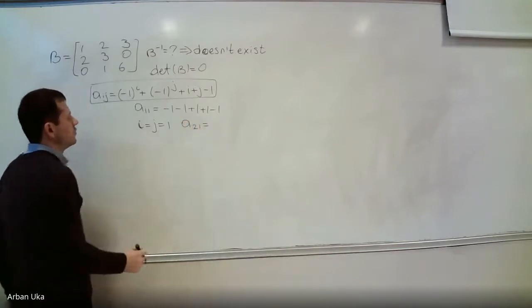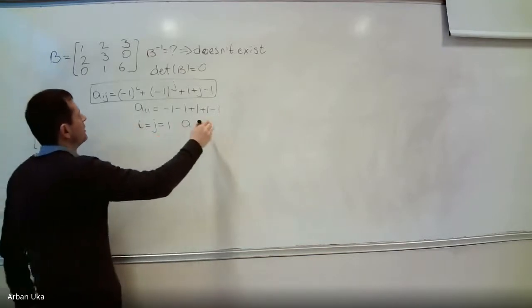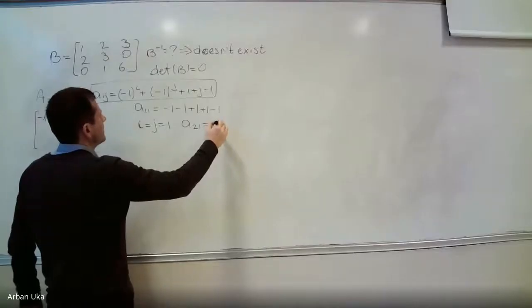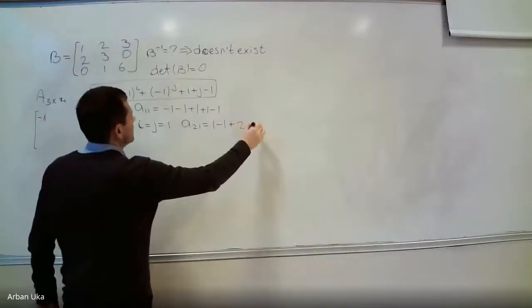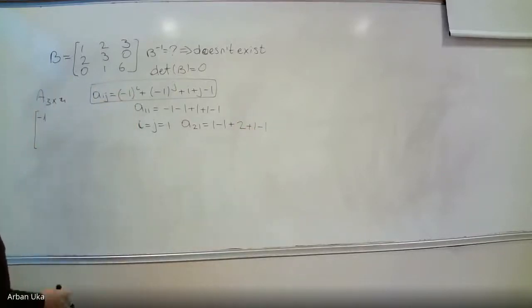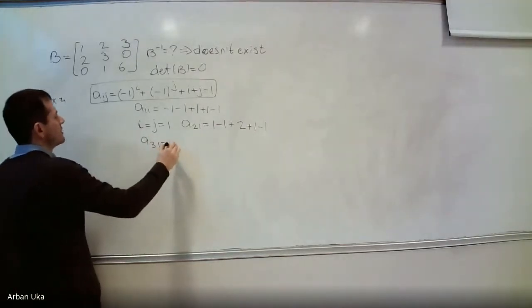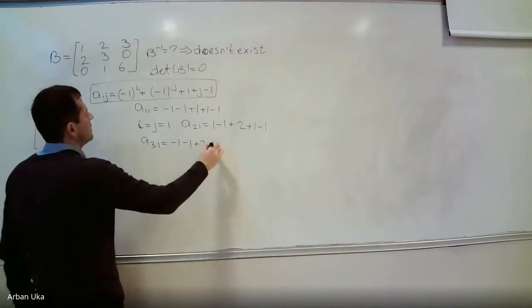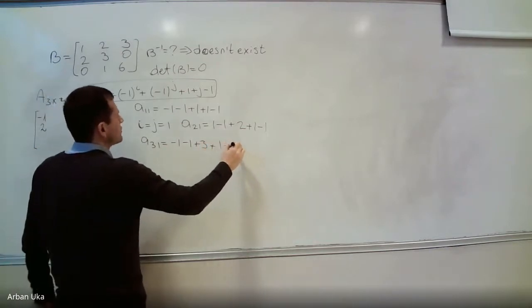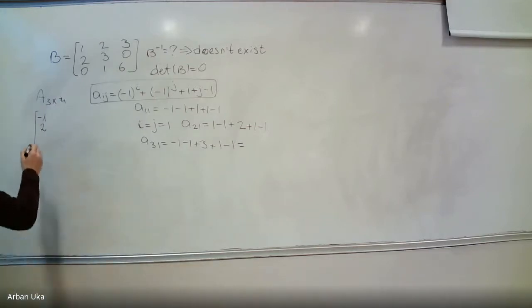And then we have A21. What is A21? Well, let's write, who can help me here? A21? 1. Then -1. Yes. +2, +2, +1, -1. So we get 2, right? So this is 2. And then here A31 would be equal to, what is this? -1, -1, +3, +1, -1. What is this? This is 3 minus 2, that's 1.